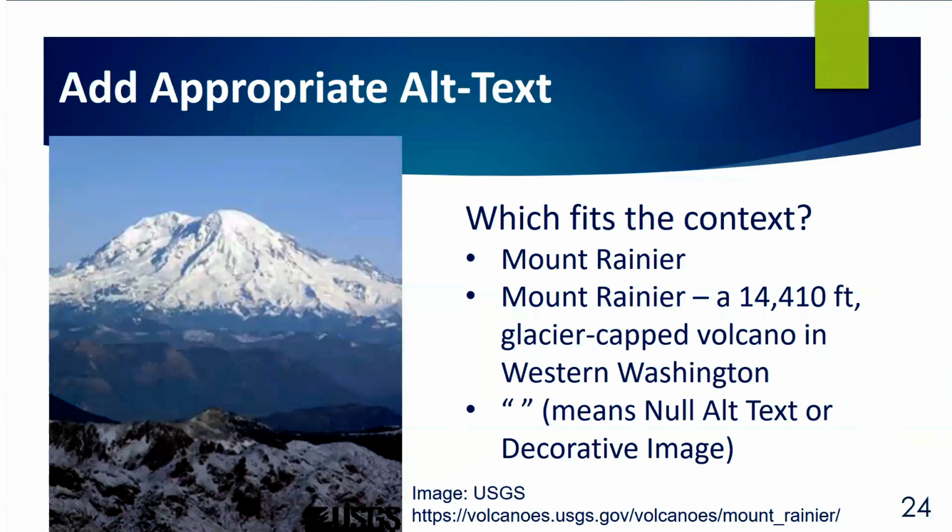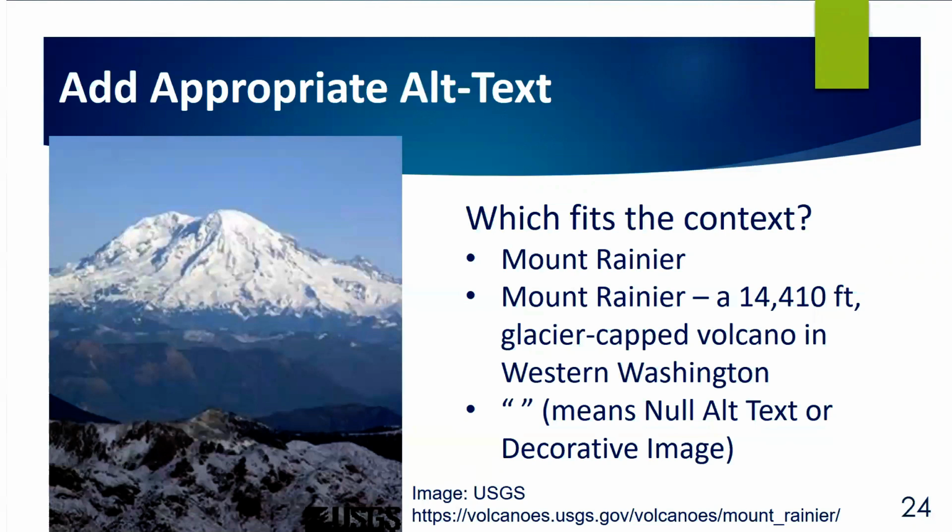It's just a general picture. Maybe it's on our website and we're saying, we live in a beautiful part of the country, Mount Rainier. Or is it a geology class? Then Mount Rainier, a 14,410-foot glacier-capped volcano in western Washington, maybe that much information should be gained from it as a student.